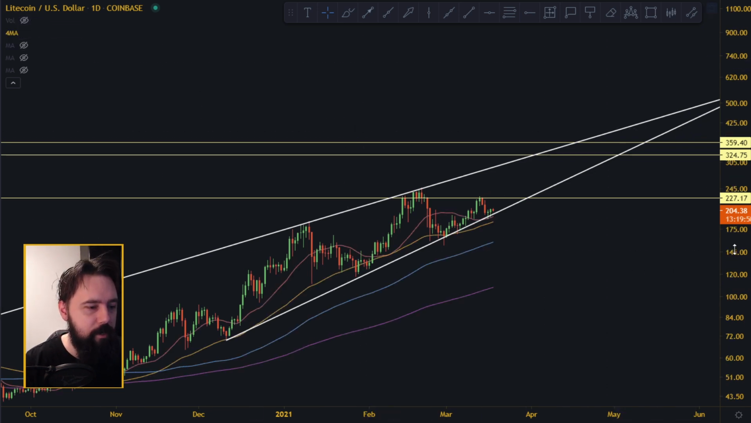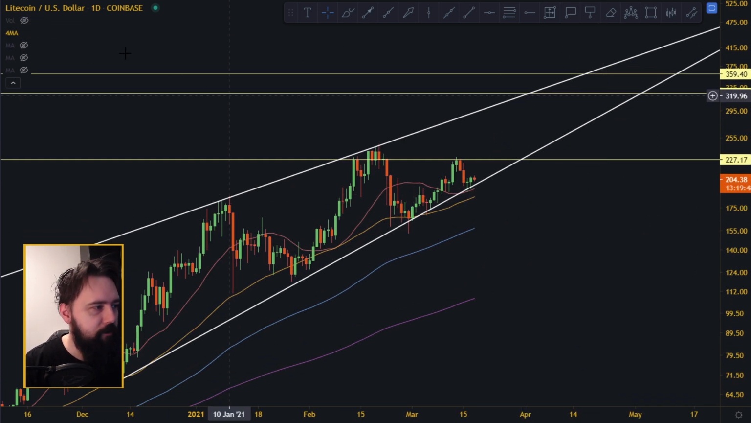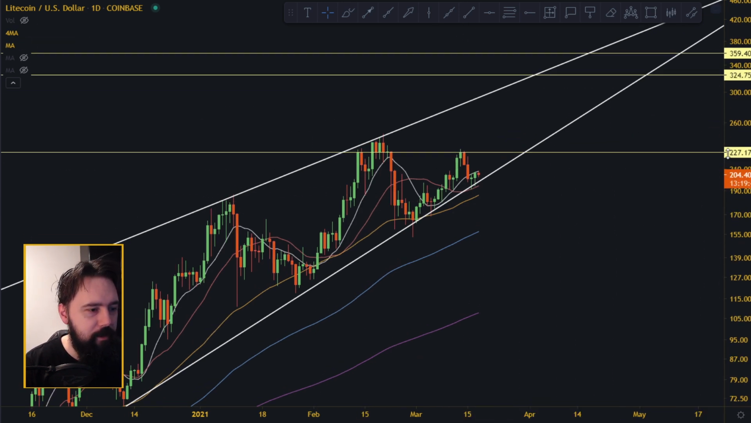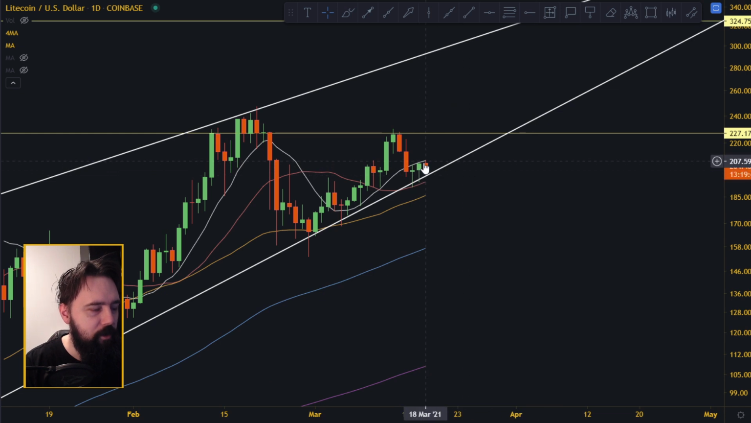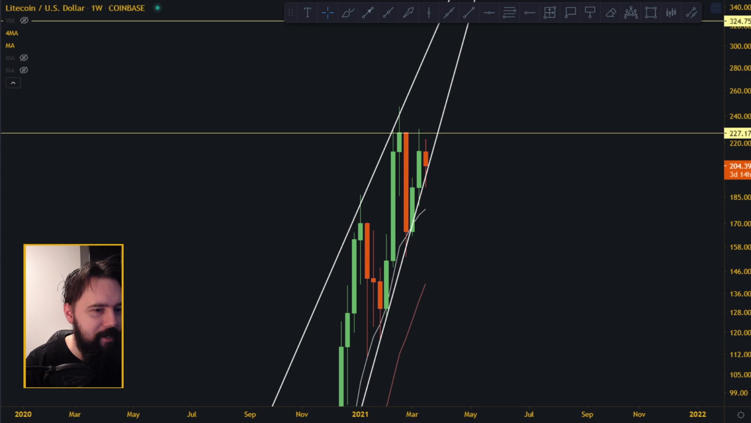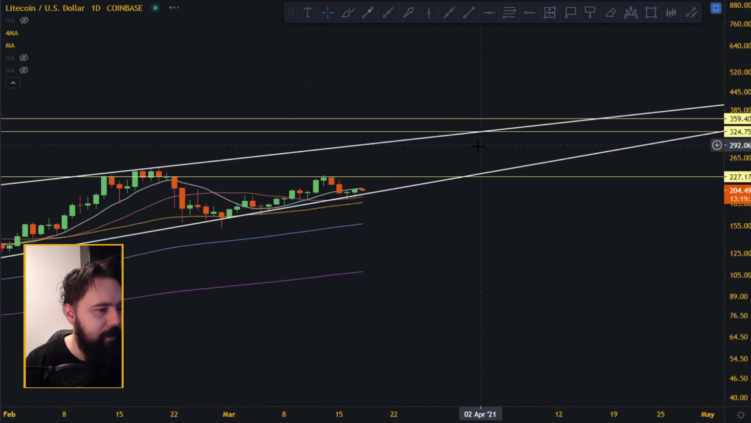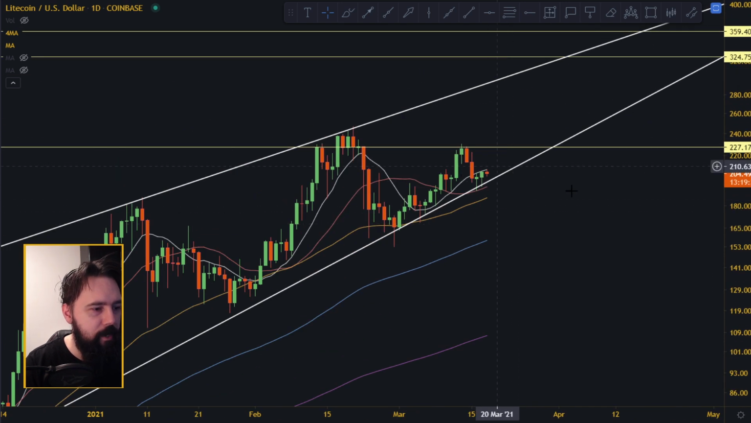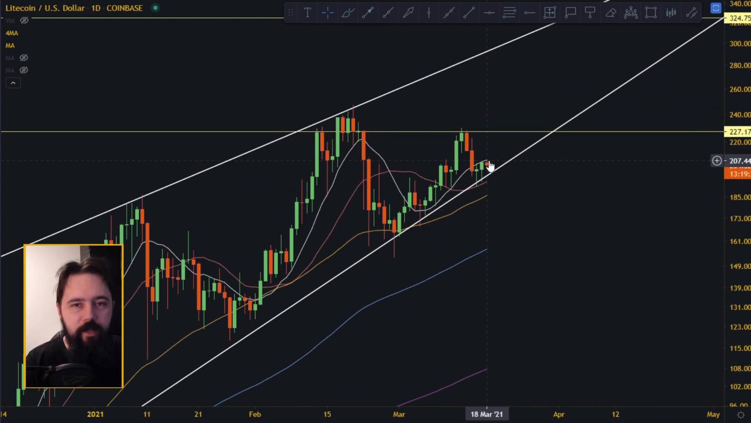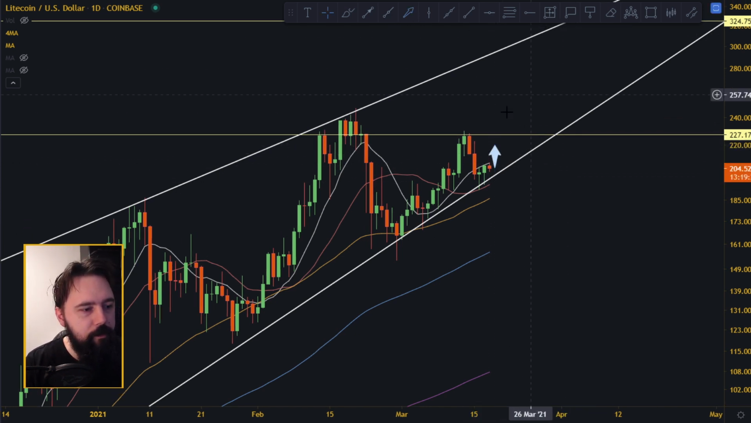So let's see what technicals are telling us. Moving averages, we are getting support on the 20 moving average, but we are still below the 10 moving average on the daily. That's actually not very nice, but on the bullish side, that can actually be quite good as soon as you break it. So as soon as we break this 10 moving average on the daily chart, I think I'm gonna be super bullish on Litecoin.